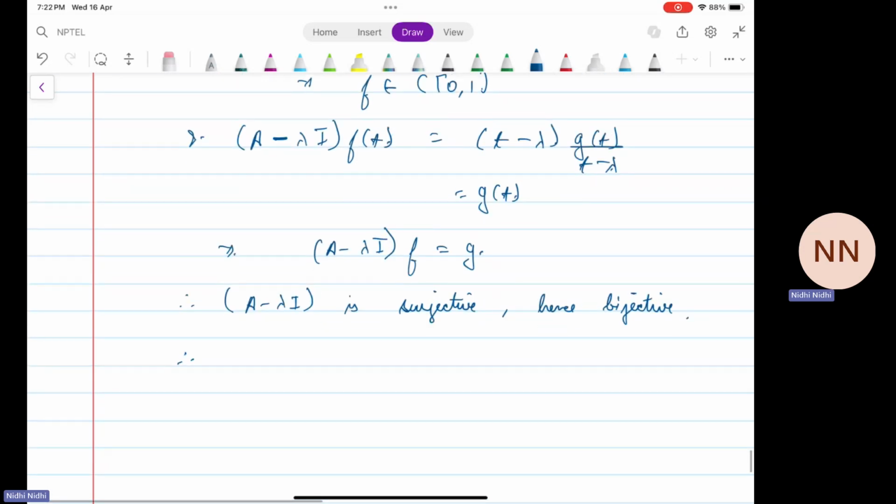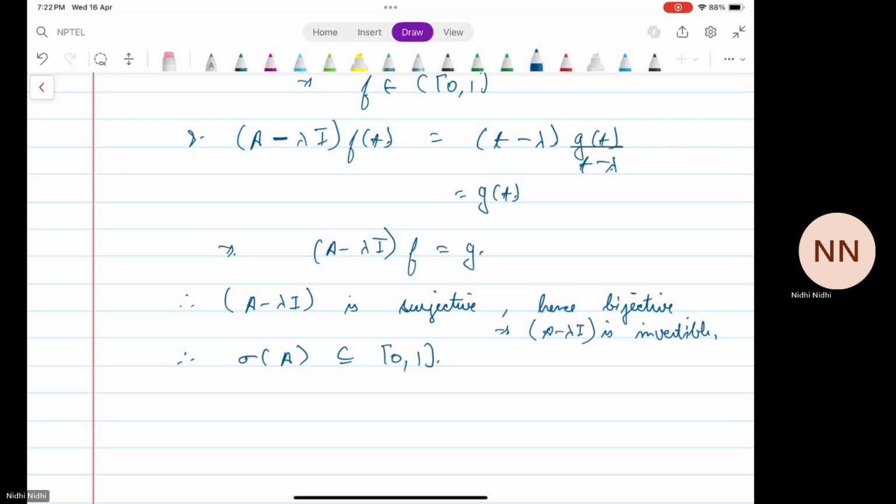Therefore, our spectrum is a subset of closed interval 0, 1. Obviously, it cannot contain any element which is not in closed interval 0 to 1. This implies A minus lambda I is invertible by using open mapping theorem and bijectiveness.